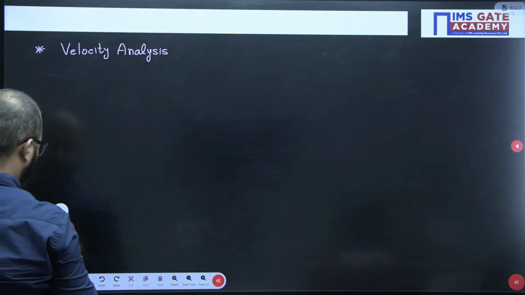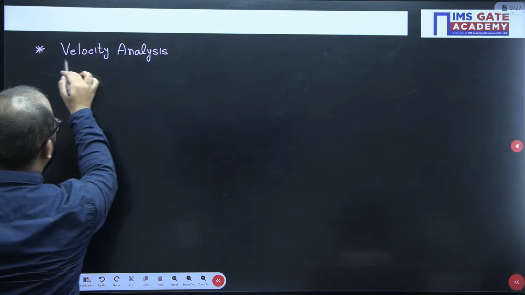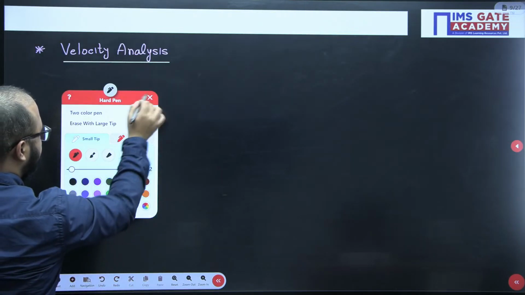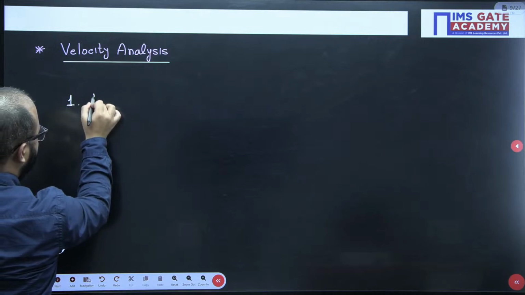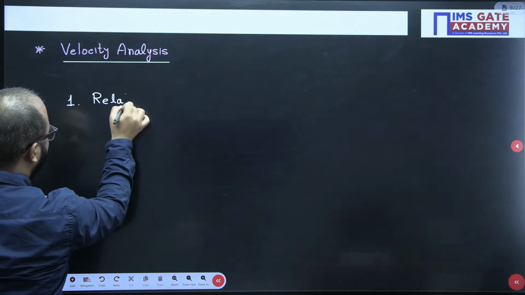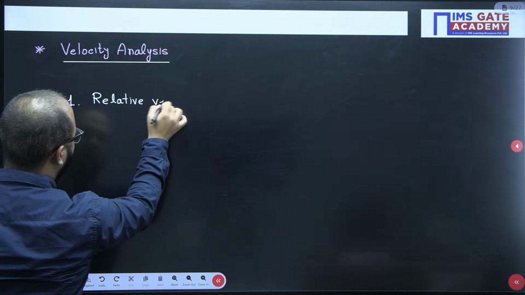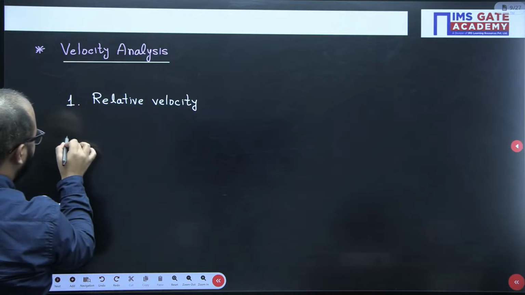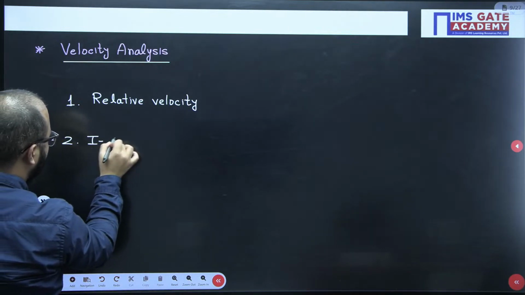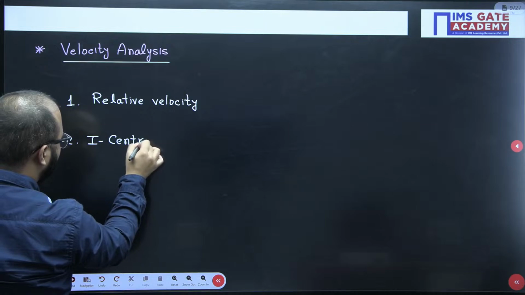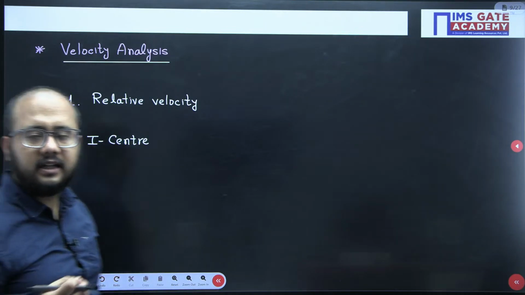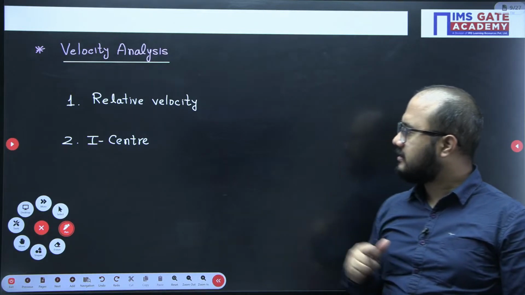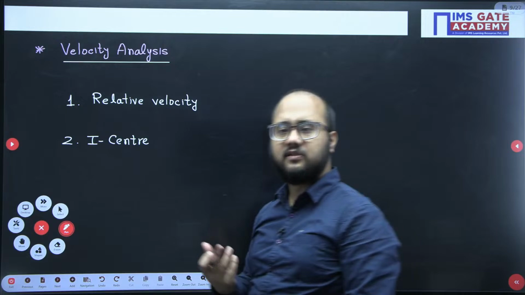Velocity analysis. So the first method we have is the relative velocity method. Second is the I-center method. So two different approaches, relative velocity and I-center approach. Clear? So we will first discuss the relative velocity approach, and then in upcoming lectures we will discuss I-center also.